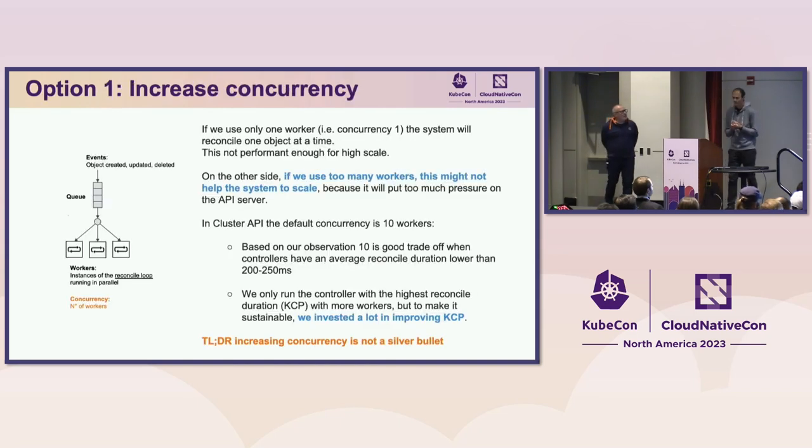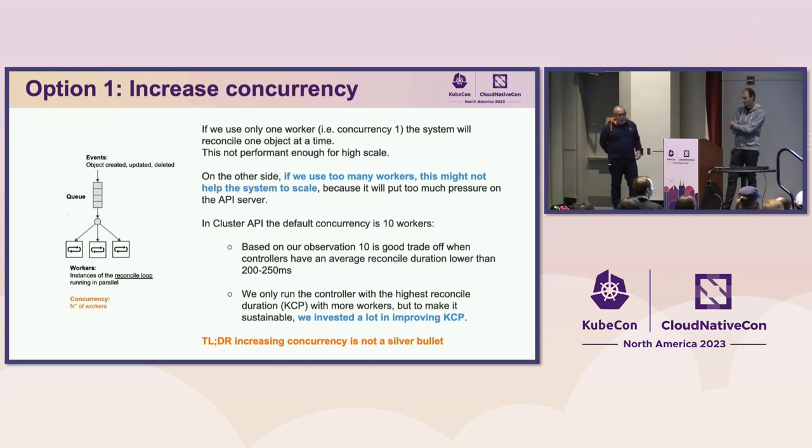OK, so let's look at how we worked on option one, which is increased concurrency. As Stefan just explained, a controller has many workers running in parallel, and the number of workers is called concurrency. And as you can imagine, if we have only one worker, this is not good for performance because your queue gets emptied very, very slowly in a sequential manner. And so why not simply increase the number of workers?